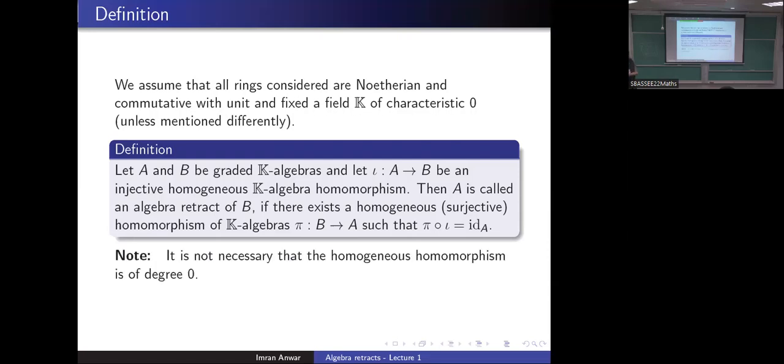Note that it is not necessary that homogeneous homomorphisms are of degree 0. Mostly in commutative algebra, when building resolutions, people shift the degrees to make the maps of degree 0, but here it is not necessary.